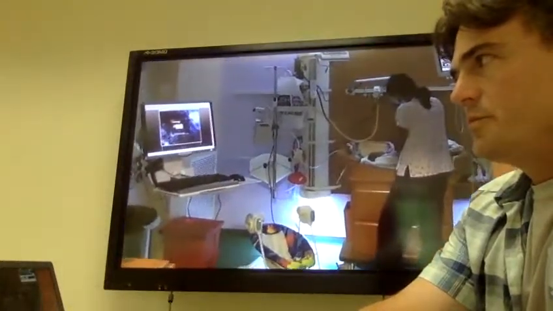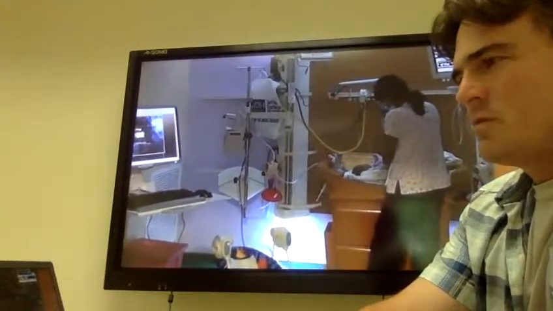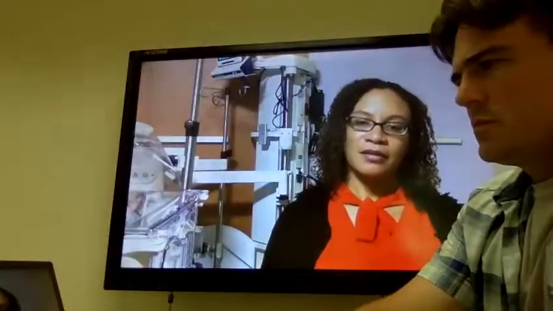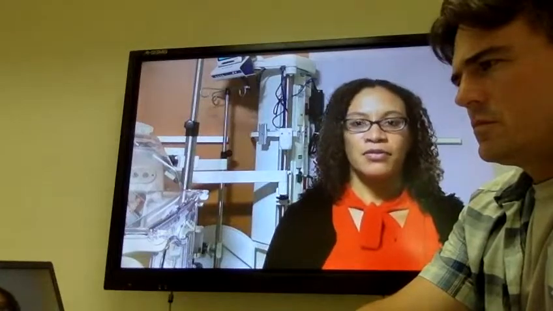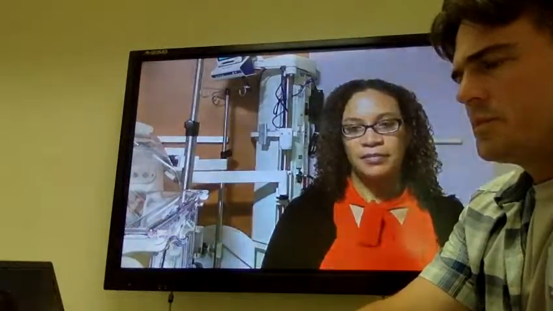We don't know long term what this is going to mean for these babies. Has it changed their brain development? Are there other things that we're going to need to watch for as these babies grow and develop?